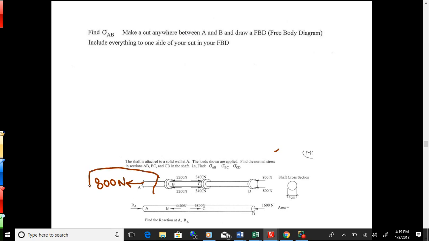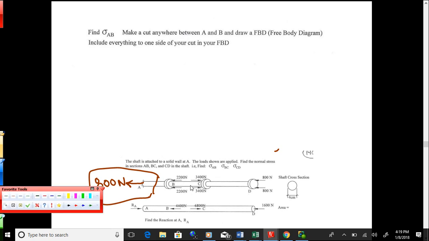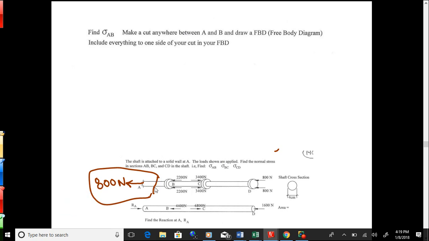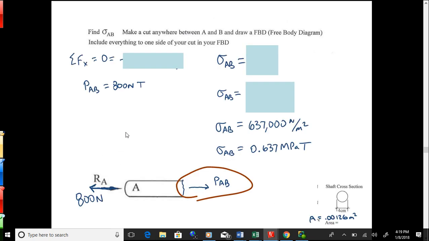So I'm going to take this free body diagram. I make a cut where I'm interested. I take one whole side or the other. I took the left, and then I'm working with that. And I'm solving for the internal force that the shaft has to develop to hold itself together. That's what I'm solving for. Because if the shaft can't develop 800 newtons there, it's going to fall apart. That's what it's going to do. Okay, it's going to break.